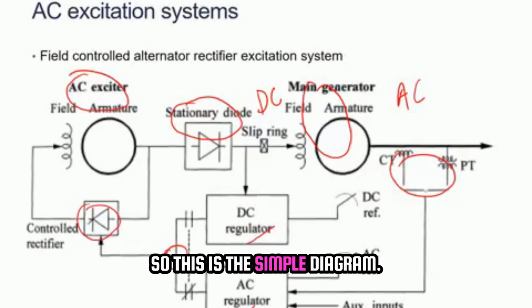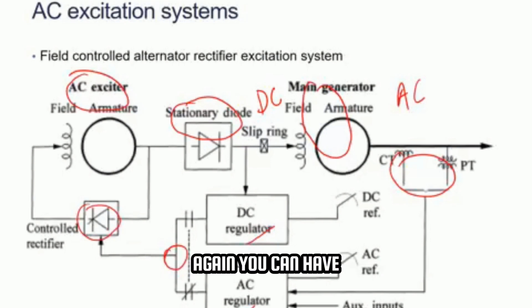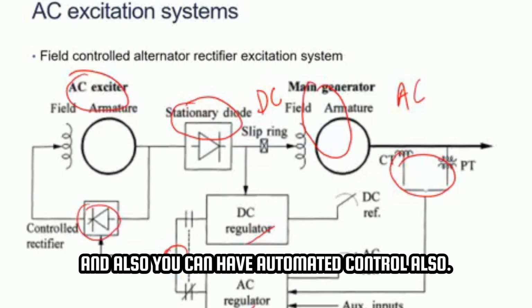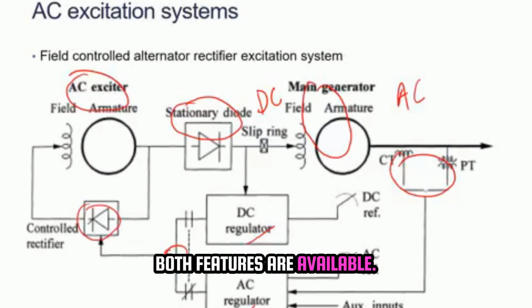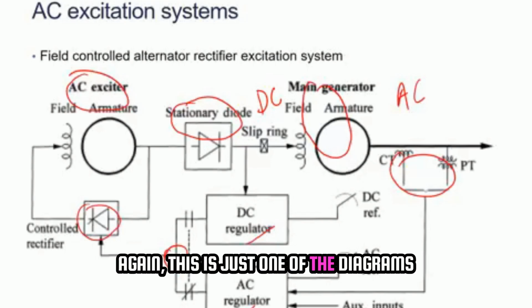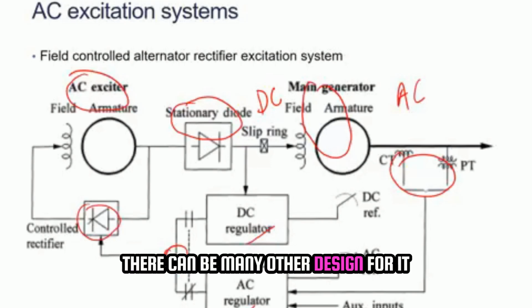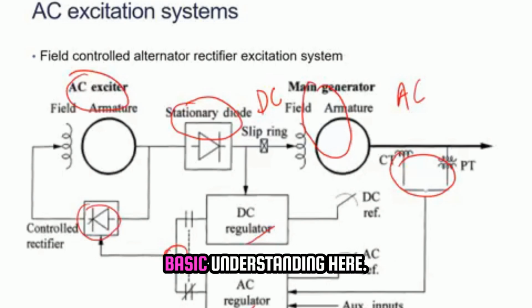So this is the simple diagram. Again, you can have manual control of that, and you can also have automated control. Both features are available. Again, this is just one of the diagrams for AC excitation systems. There can be many other designs for it if you go and see in the literature. I just wanted to give you some basic understanding here.